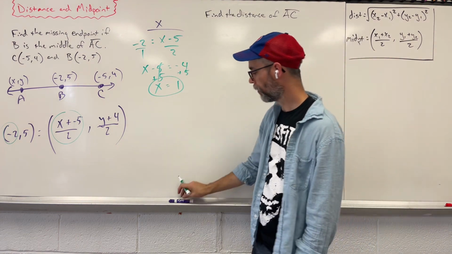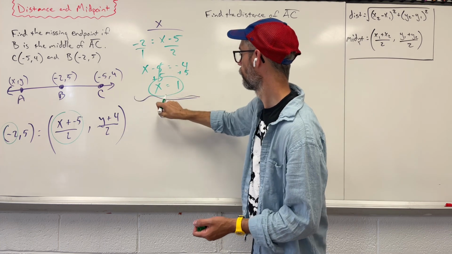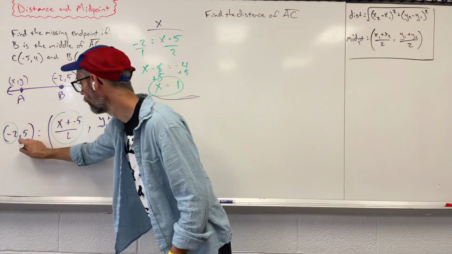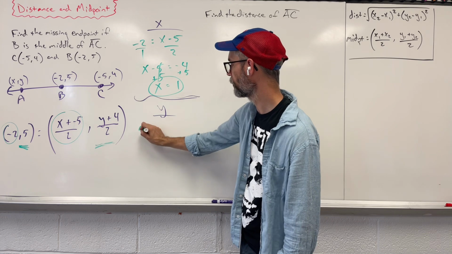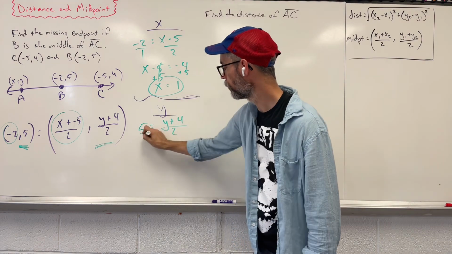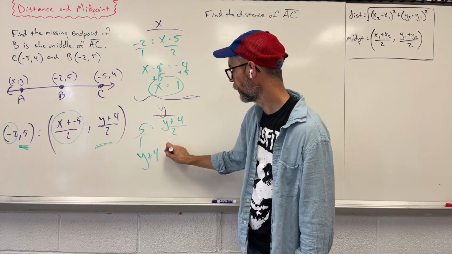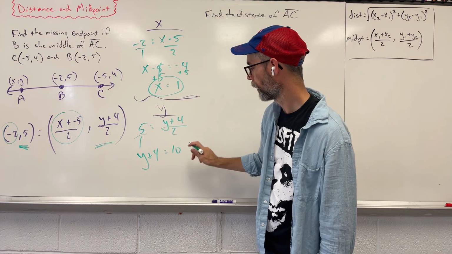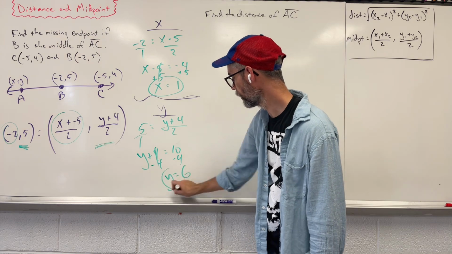Now we need to do the same thing for y. We know that we have 5 and that's your problem. We're going to say 5 equals y plus 4 all over 2. Create a fraction, cross multiply. y plus 4 equals 10. I'm multiplying those two. Subtract 4, y equals 6.